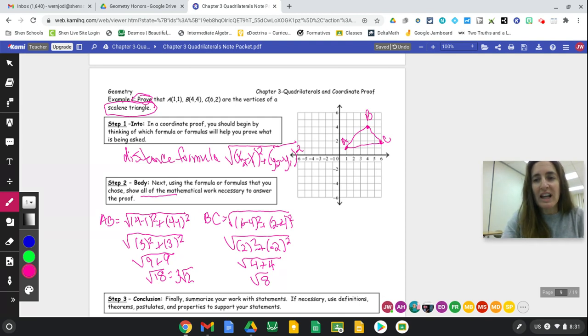So watch your writing on there, because we look out for those errors. This ends up being 2 radical 2 when you break it down. Fantastic. They're not the same. I'm 2 for 2. Now I just got to get the last side, which is AC or CA.